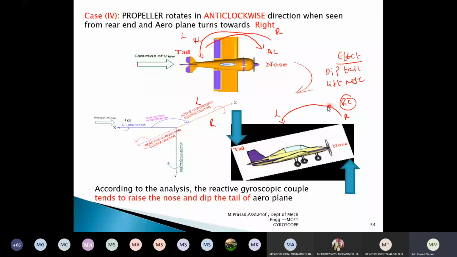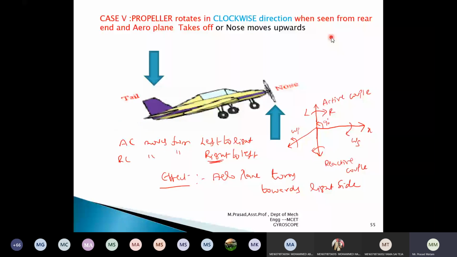Where the arrow mark is pointing towards the tail end. Got it. Effect is dip the tail and lift the nose. Case 5. Propeller rotates in clockwise motion and aeroplane is taking off.